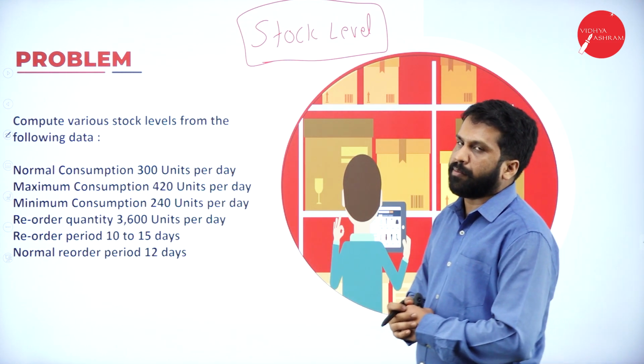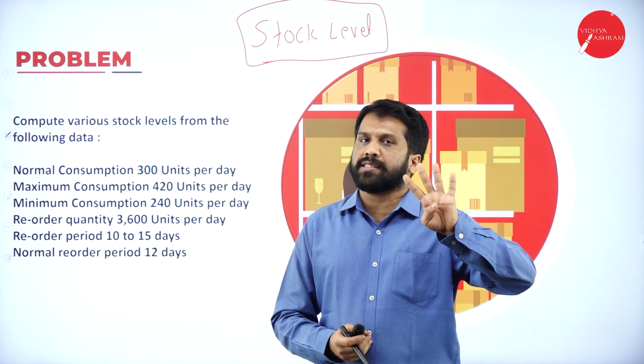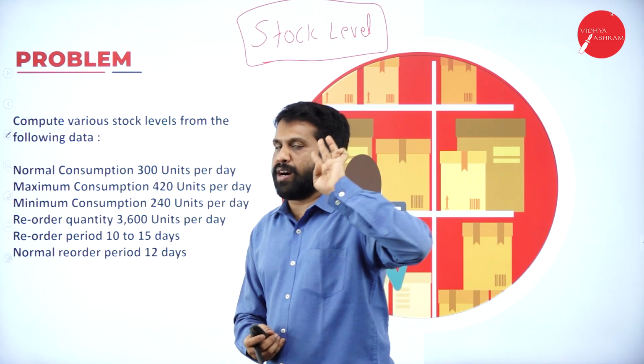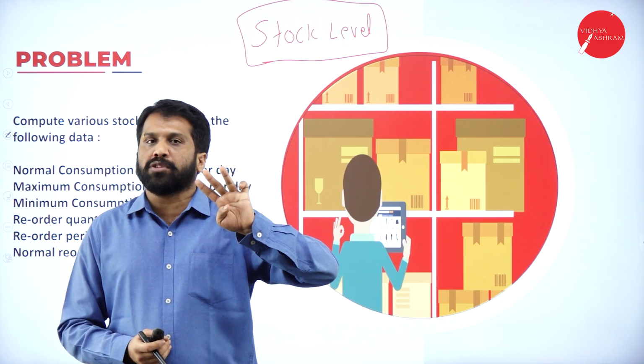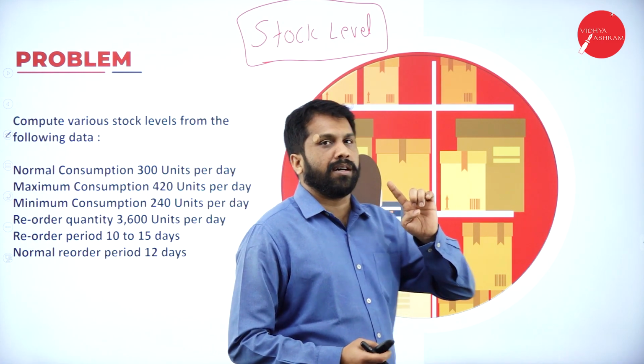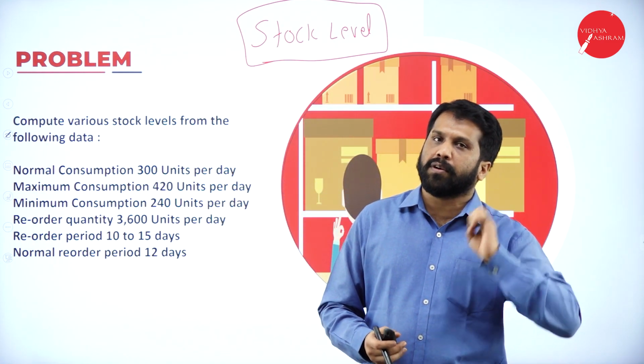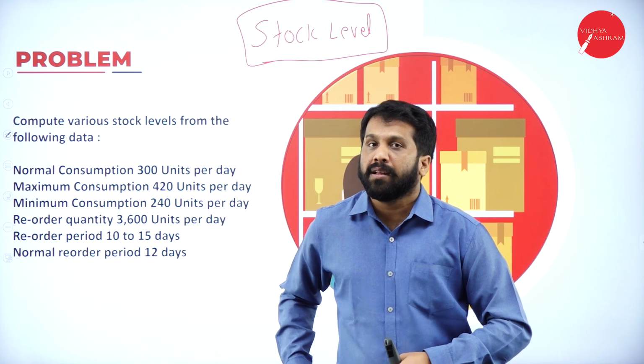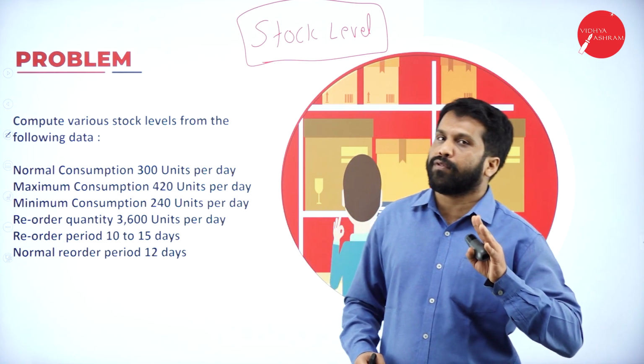In stock level, remember, there are 4 formulas. Reorder level, 1 formula. Minimum stock level, 1 formula. Maximum stock level, 1 formula. Average stock level, 1 formula. How many formulas do you have to remember? You have to remember 4 formulas.